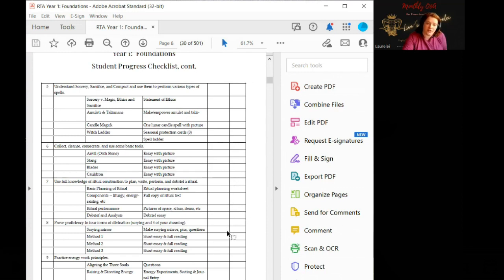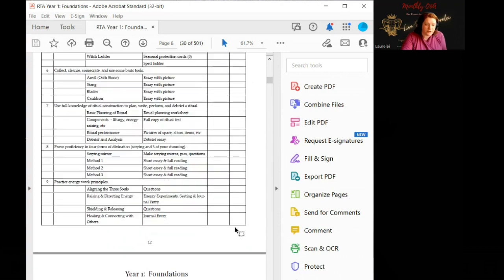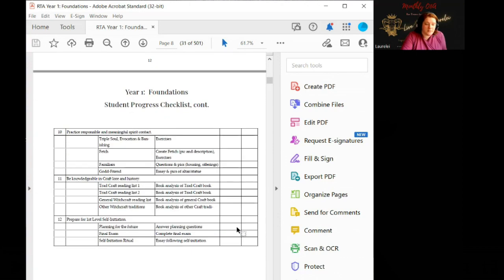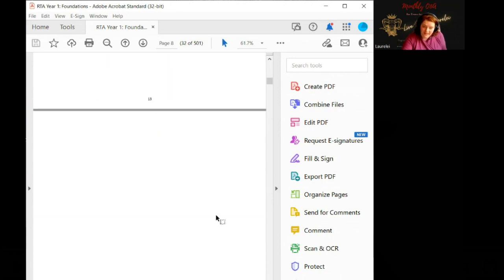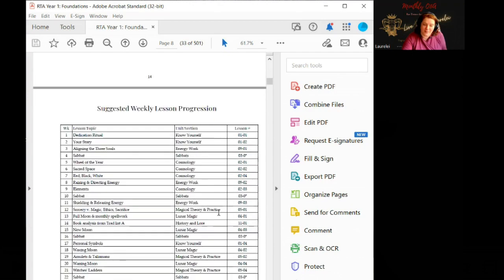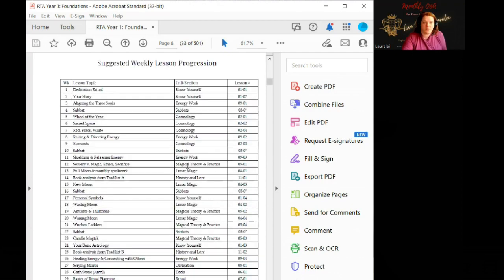Or if you're having me look at your work, that you're getting that, hey, you're proficient, or you're well on your way to mastery, or you've mastered this before you move on. But this goes in that sort of book format order. The next page, page 15, is where the suggested weekly lesson progression happens.